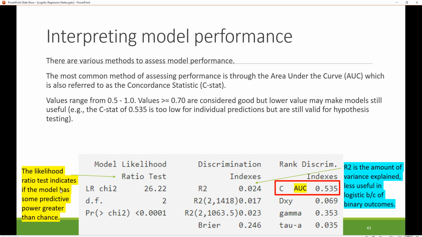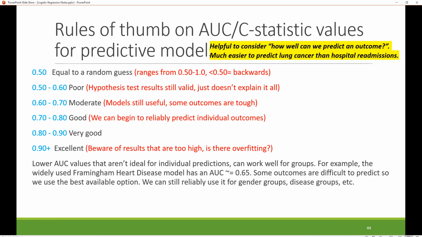And on the left side, we have the likelihood ratio test, which indicates if the model has some predictive power greater than chance. R squared is the amount of variance explained. It's less useful in logistic regression because of binary outcomes. It's more useful in multiple linear regression because we use continuous outcomes.